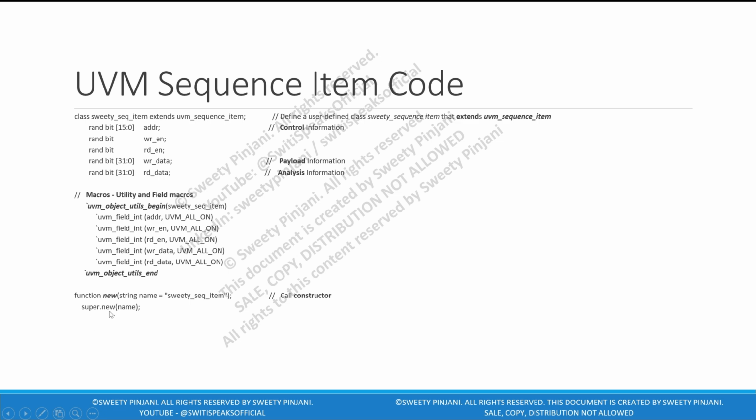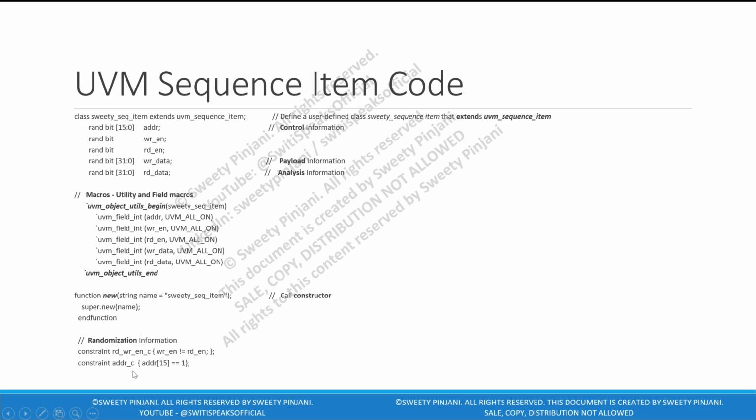Then I am calling super.new, passing the name, and then the constructor is called, and finally I'm specifying the randomization information. One important thing is read and write operation should not happen simultaneously. That's why when you have read enable, write enable should not be there, and vice versa. This is the constraint on read enable and write enable: your write enable is not equal to read enable and vice versa.